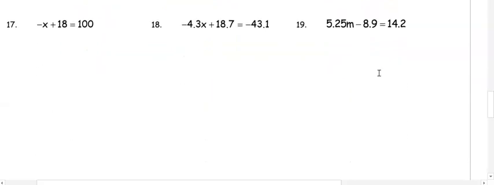In number 17, negative x plus 18 equals 100. So our first step would be to move the 18, so we're going to subtract 18 from both sides. Negative x equals 82. Remember that this negative is like a negative 1, so we're going to divide by negative 1 on both sides. X equals negative 82.